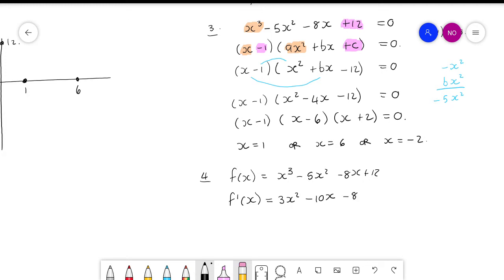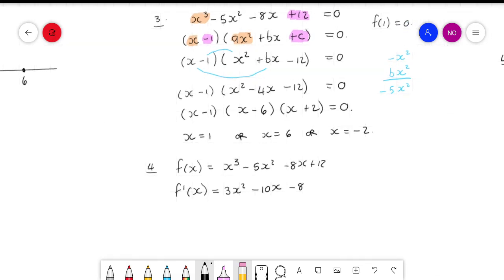Do you guys see that? All of you with me? Okay. And that I set equal to 0.